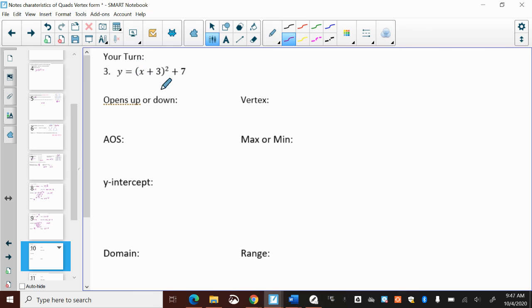So you look in front, there's a plus, so it opens up. Our vertex comes from the h and the k, always opposite from inside the parentheses. Our axis of symmetry happens at the x value of the vertex, so it's going to be x is equal to -3. If we're opening up like this, the vertex is on the bottom, making this a minimum. And the minimum value is the y value of the vertex.